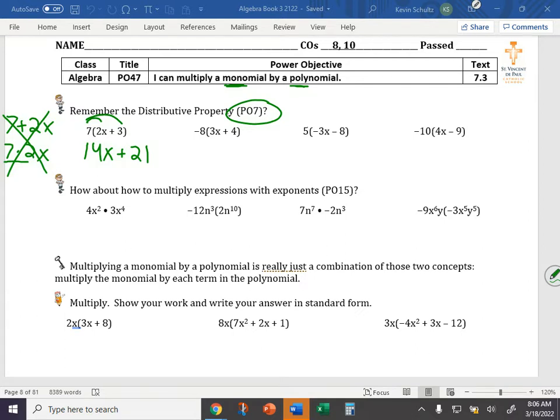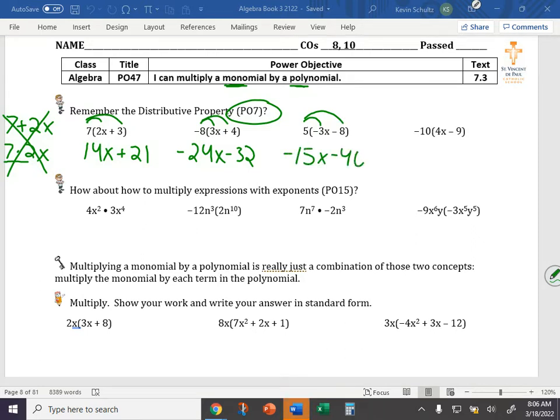Next one, similar thing. Distribute in the negative 8. Tell me what I get. Elliot? Negative 24x minus 32. Next one, distribute the 5. Tell me what I get. Aiden? Negative 15x minus 40.